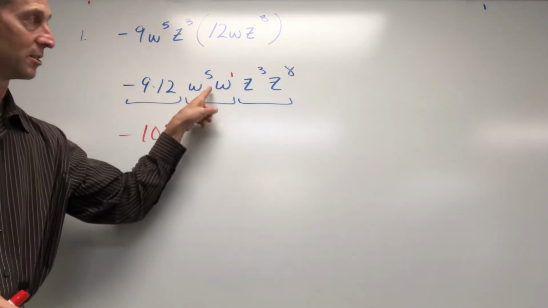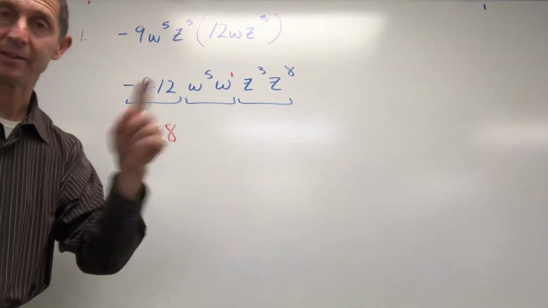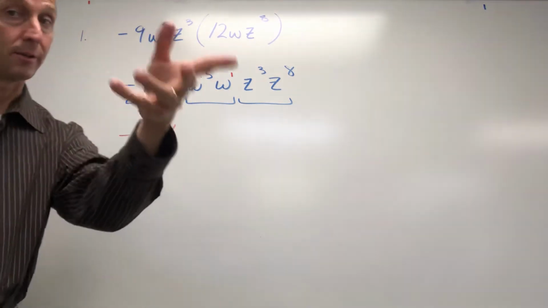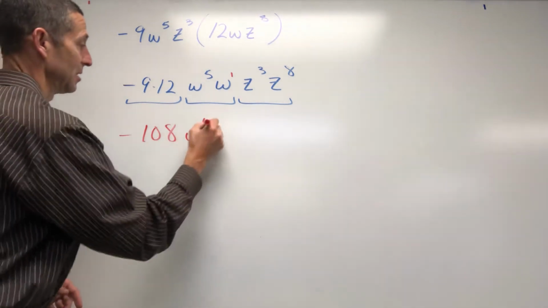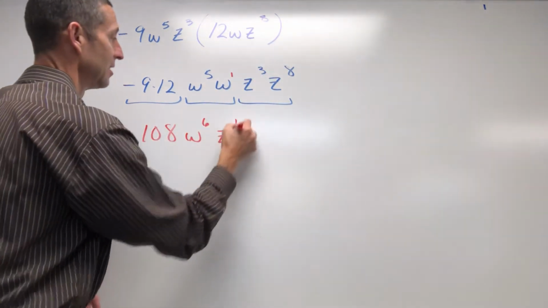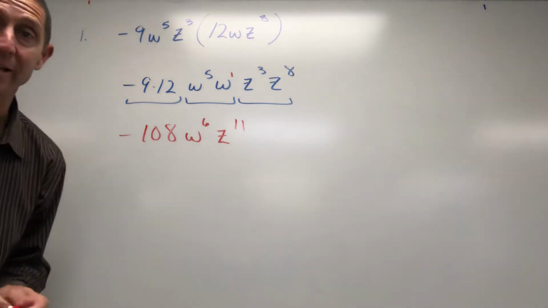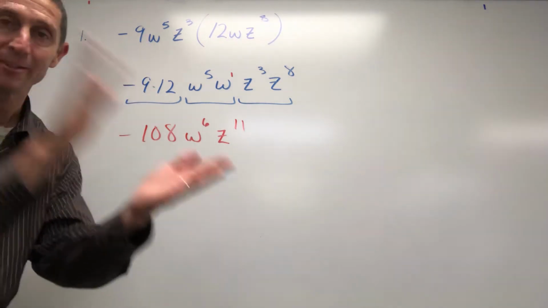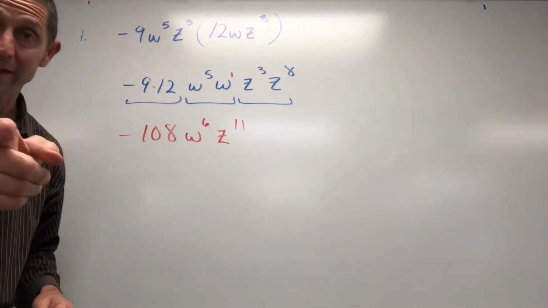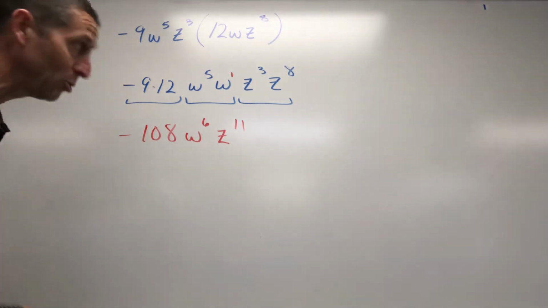And then the question is, do I multiply or do I add that 5 and the 1? Multiply or add? Add's correct. So that's going to be w to the 6th, z to the 11th. That one's kind of nice. No plus signs, no minus signs, straight to it. That's your only one like that. All the rest of them got more to it. Let's go.